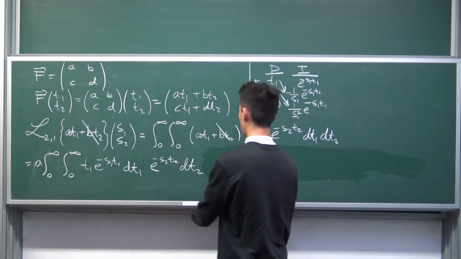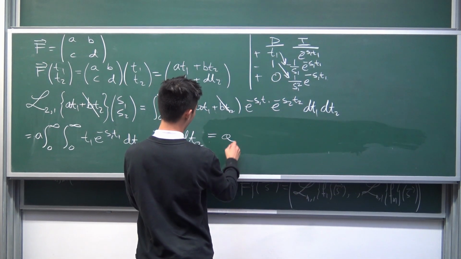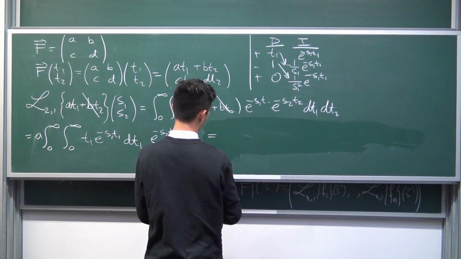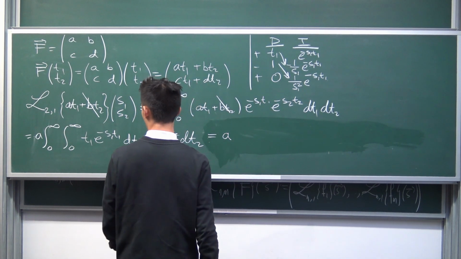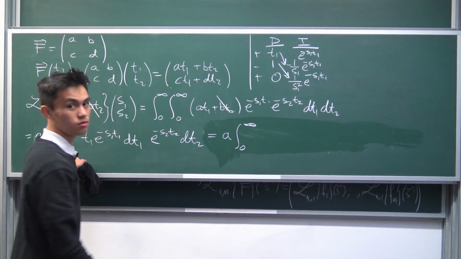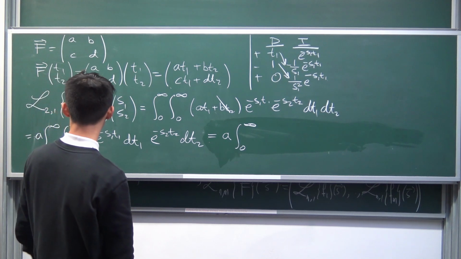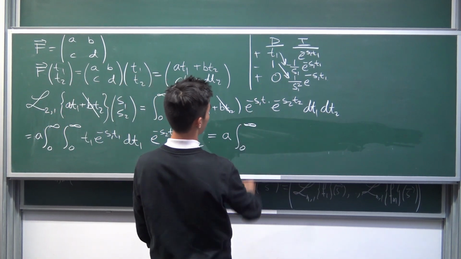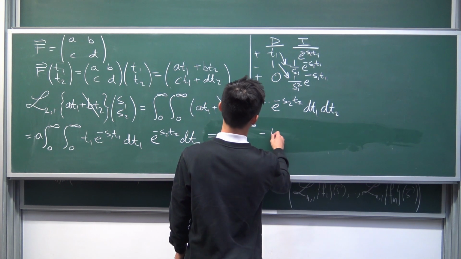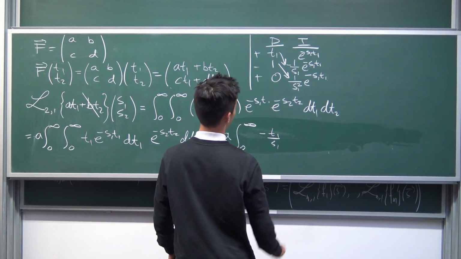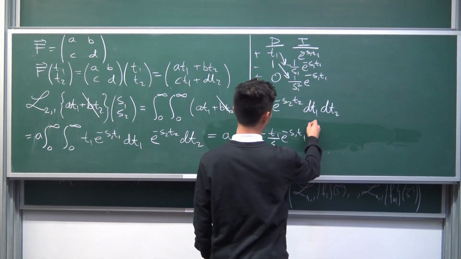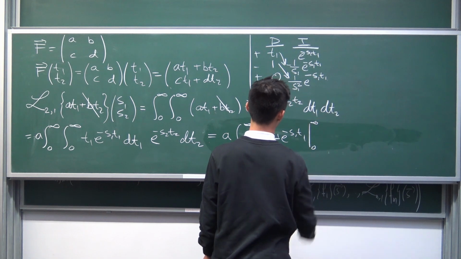So let's see what this would give us. We would still have a over here. That is not an a, that looks like a q. So we have a, and then we have the integral from 0 to infinity. Here we're just doing the inner integral, not the outer integral yet. So for the inner integral, we would have t1 and then minus 1 over s1, so minus t1 over s1, and then e to the minus s1 t1. So that's the first diagonal over here. We evaluate this from 0 to infinity.